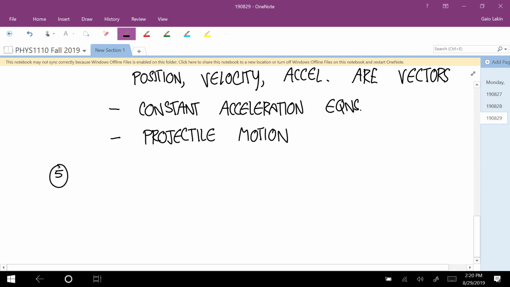Then after we're done with two-dimensional kinematics, we're finally going to get into, so kinematics doesn't deal with any of the causes of the motion. It doesn't deal with mass, force, energy. Now we're finally going to get into the causes. So we're still going to be in two dimensions. We're still going to be dealing with particles.